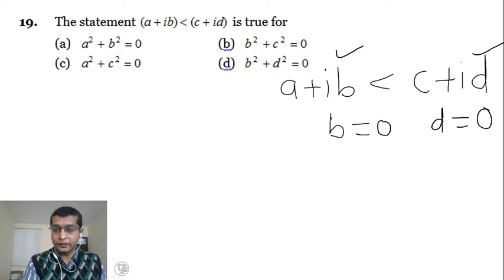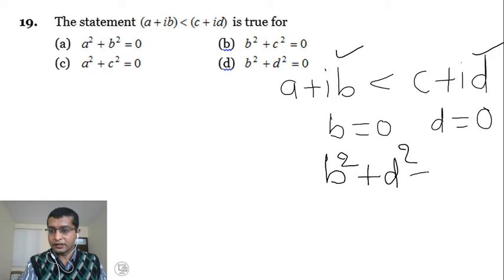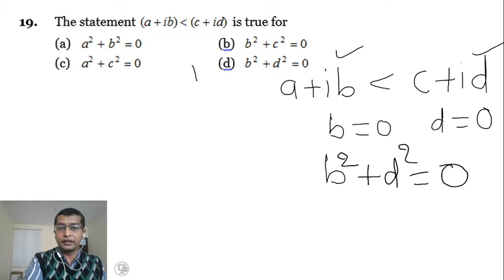So option C, squares are there. So what I do is I add it: b square plus d square. So it is 0 plus 0, 0. Therefore, option D is the right answer.